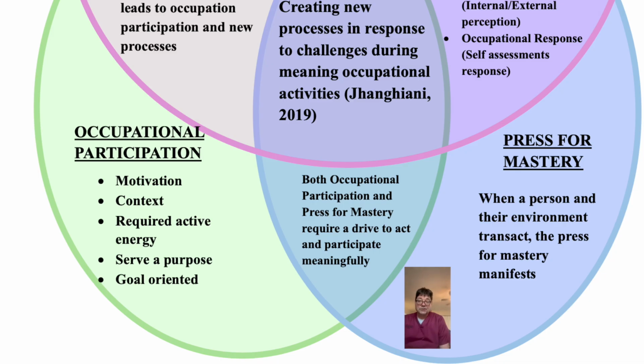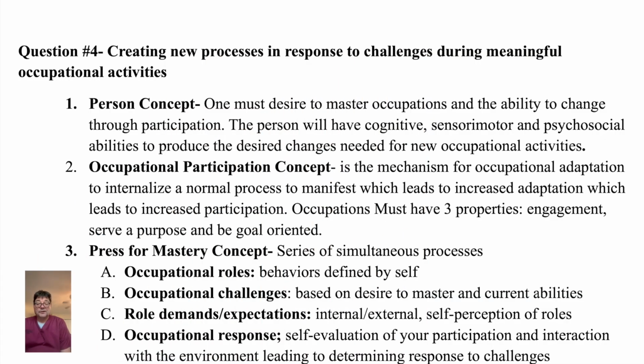Now, occupations have 3 important properties. They require active energy, they serve a purpose, and they are goal-oriented. Lastly, we have the press for mastery concept. When a person in an occupational environment transact during occupational participation, the press for mastery manifests. This is done in 4 processes, or occupational roles.